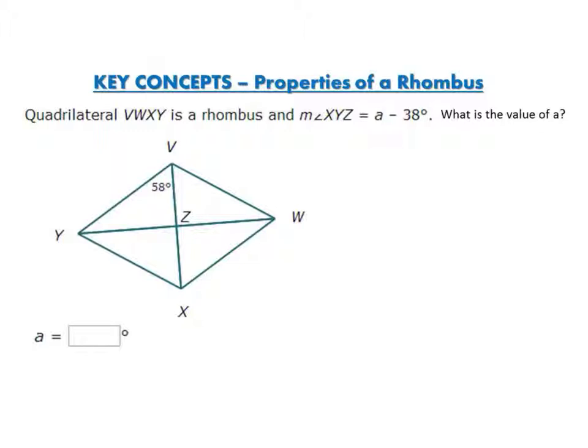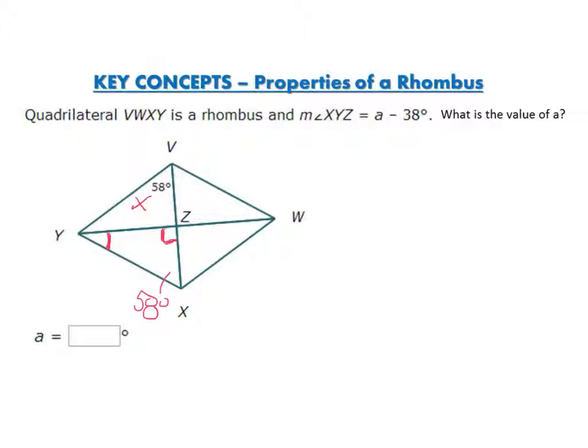Here's the next problem. Quadrilateral VWXY is a rhombus, and the measurement of XYZ equals A minus 38. What is the value of A? All right, the measurement of angle Y is A minus 38. I also know that this is a 90-degree angle. I also know that because this is a mirror image of this angle, the measurement of X is 58 degrees.